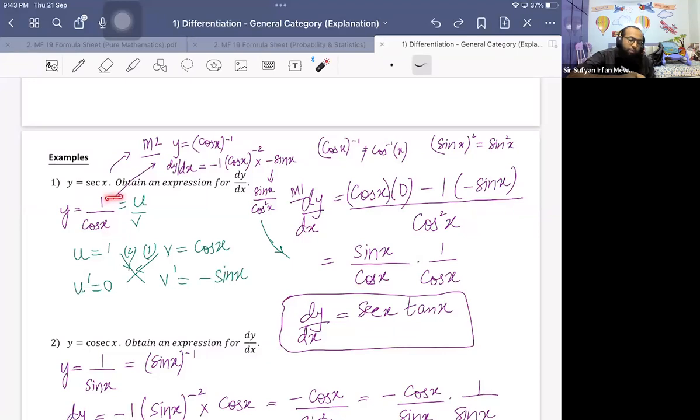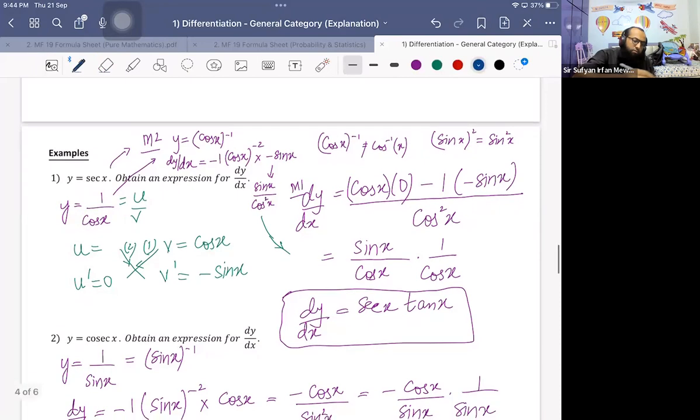How? 1 can be considered u and cos x can be considered v. So if u is equal to 1, then u prime is going to be 0. U is going to be 1 and u prime is going to be 0. Then the denominator, which is cos x, is v, and v prime is minus sine x. So the differentiation of u prime will be 0. The denominator, which is v, is cos x. And the differentiation of cos x is negative sine x.